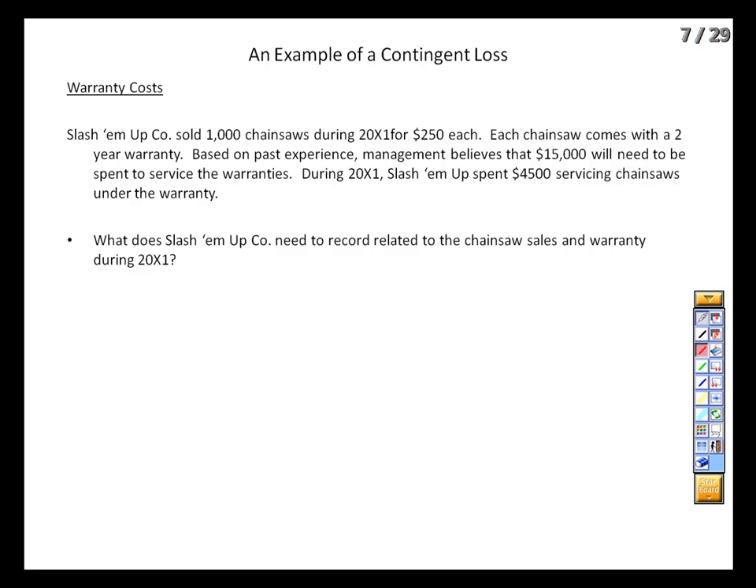The warranty is contingent, though. It's contingent on two things. First, the product has to break, and second, the customer has to file a claim. Not all of our products are going to break, and of those ones that break, some of our customers will just shrug their shoulders and throw it away because it's not worth it.